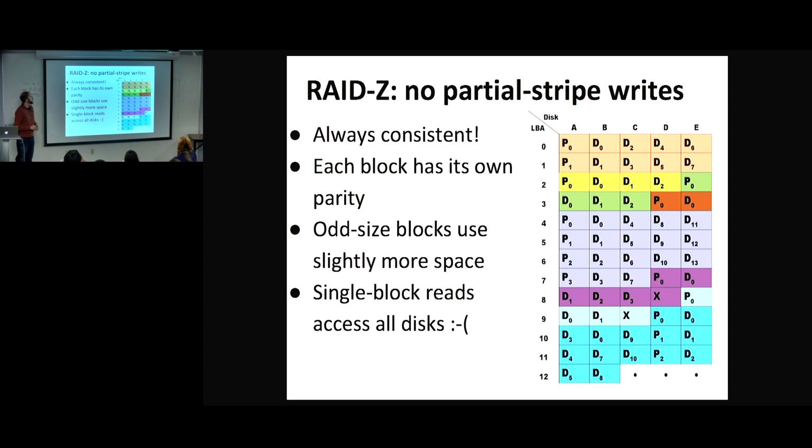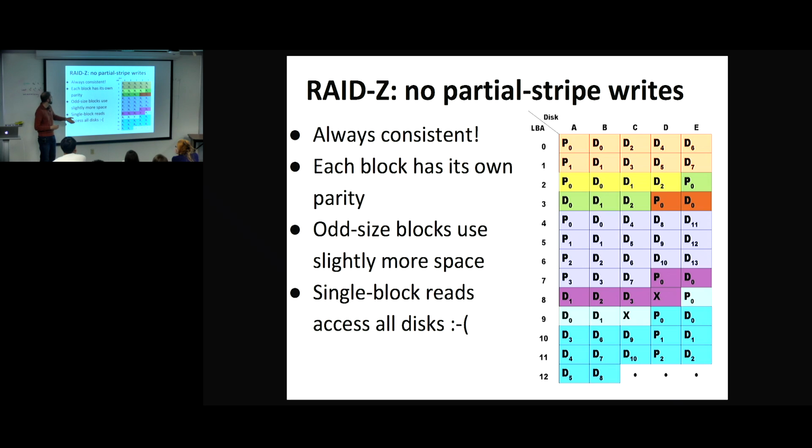And the way that we accomplish that is that rather than having the stripes be fixed size and the parity be at fixed locations, the parity is actually part of the allocation that we do for each logical block. So each logical block includes its data and its parity. So different sizes of logical blocks would have different amounts of parity.